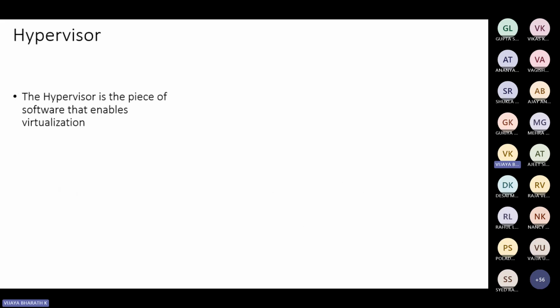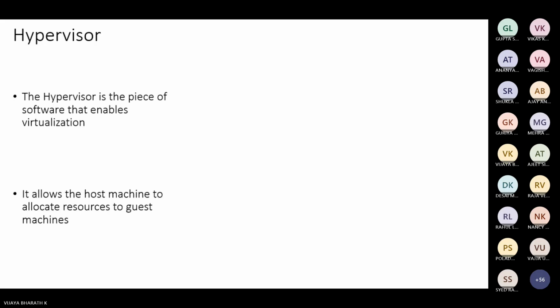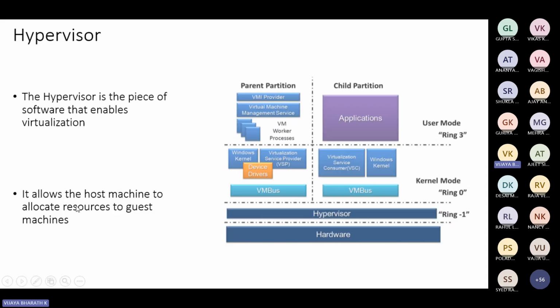So let's see about the hypervisor. A hypervisor is software that enables virtualization, and it allows the host machine to allocate resources to the guests. The host machine starts with the hardware. Okay, let's check the diagram.